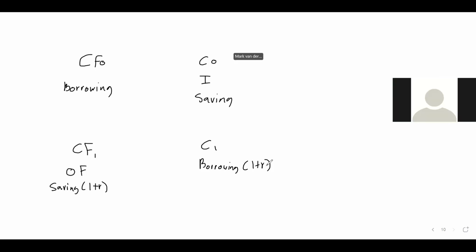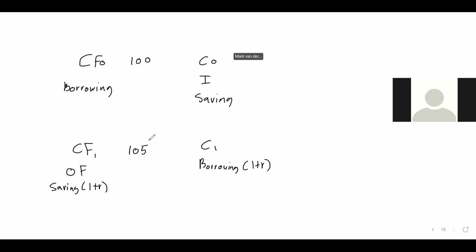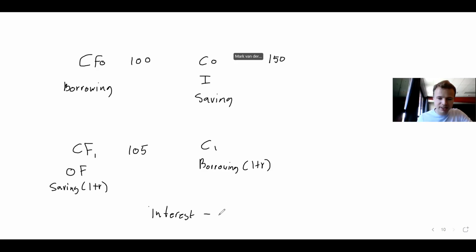So we know that at T0, the cash flow is 100, and at T1 is 105. The consumption at T0 is 150, and we know there's an interest of €4 at T1. So I just make a note, interest is €4.